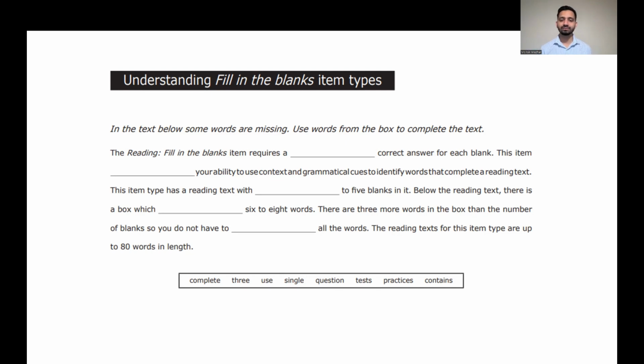Now, there are 3 more words in the box than the number of blanks. So you do not have to use all the words. You again need a verb here, isn't it? You don't have to use all the words. The reading texts for this item type are up to 80 words in length.